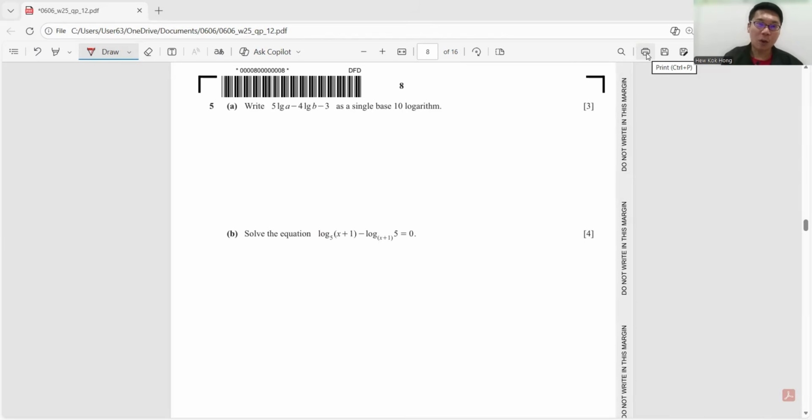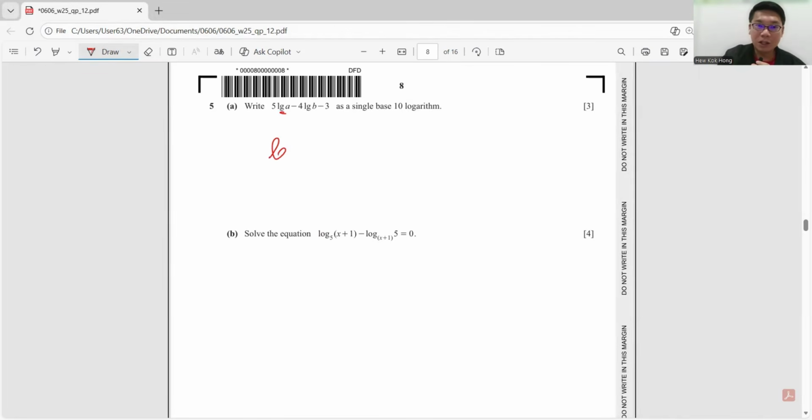Question 5 is a log question. A, they ask you to write all these in a single base of 10. This is already in log base 10, so I just throw the number in front as a power. And then same go to this, I change the 4 as power. And then at last, the minus 3, they don't have log base 10 yet, so I add log base 10 of 10. Then it will be 1, so it won't affect the whole equation. Then this thing, I can throw it up.